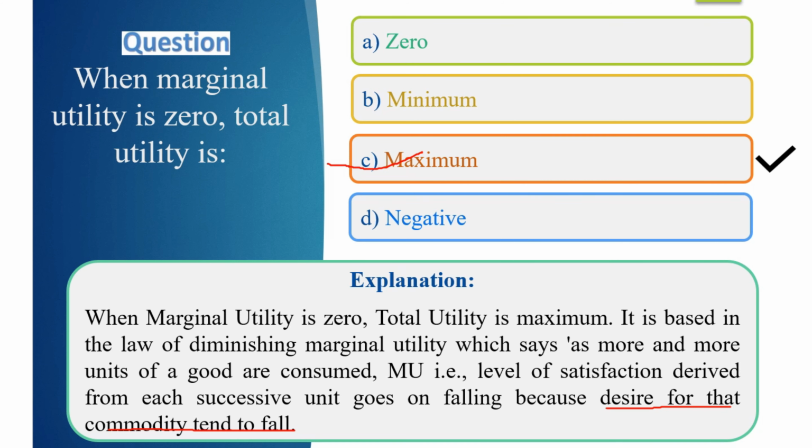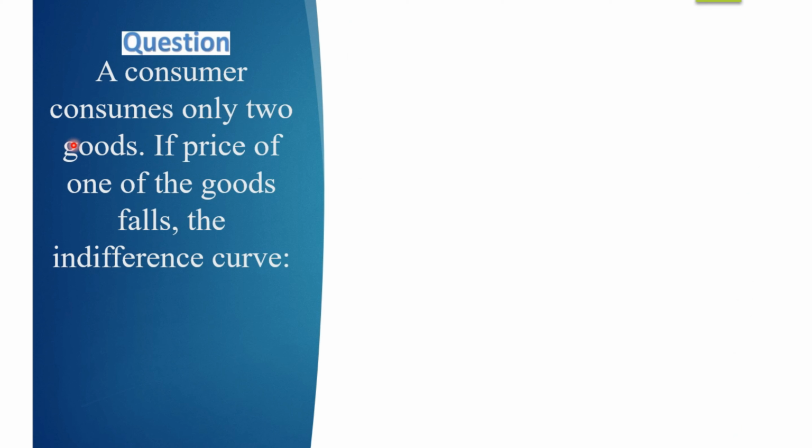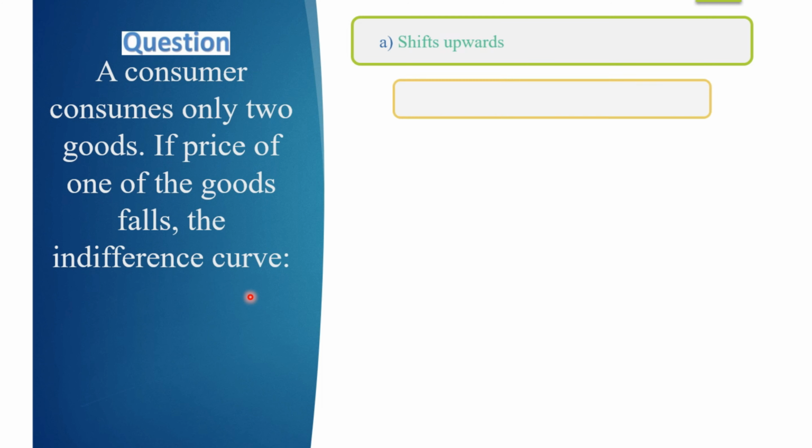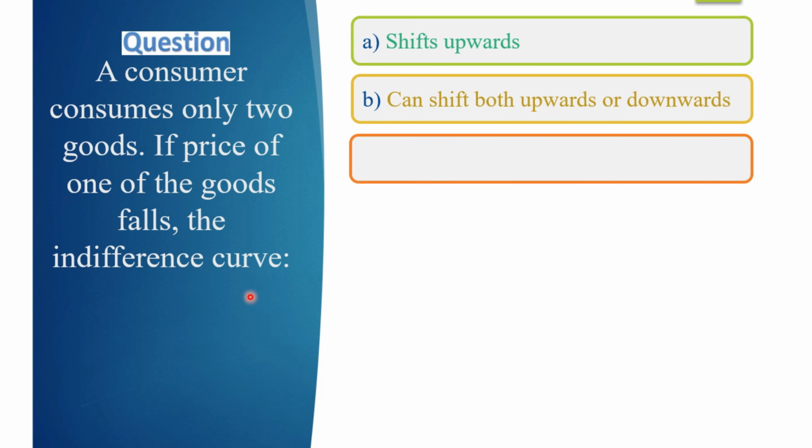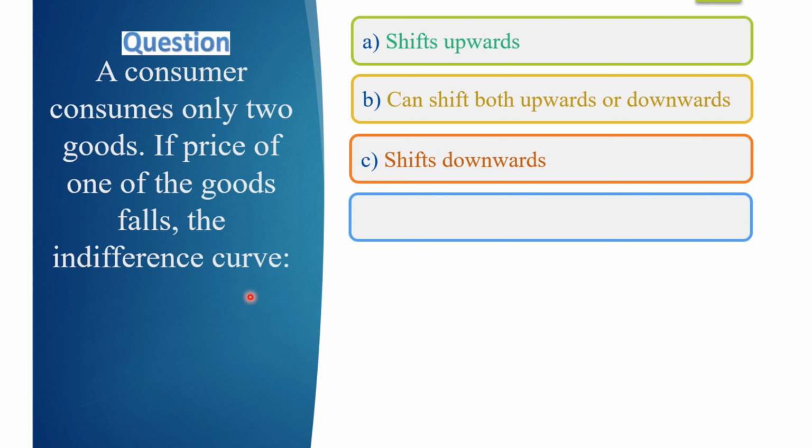Our next question is, when a consumer consumes only 2 goods, suppose there is a consumer and he is consuming only 2 goods. If the price of one of the goods falls, the indifference curve is what? Option number 1, shifts upward. Option number 2, can shift both upwards and downwards. Option number 3, shifts downward. Or option number 4, does not shift. So the correct answer is option number D, does not shift.